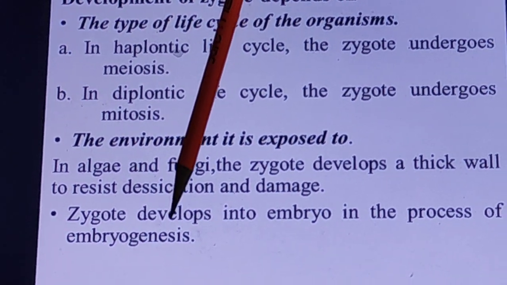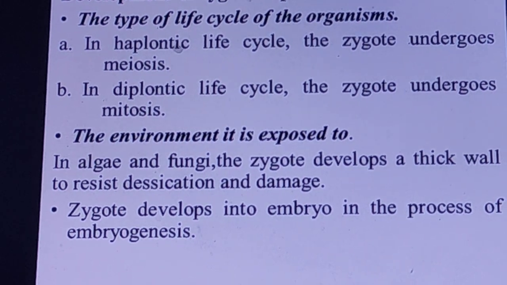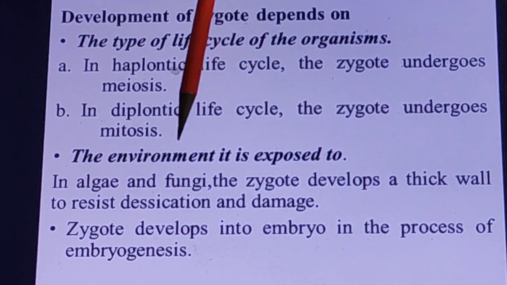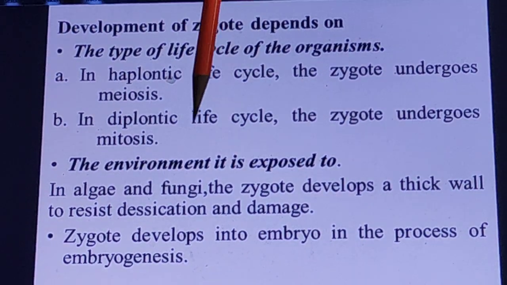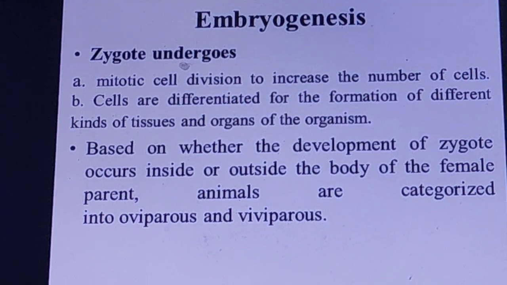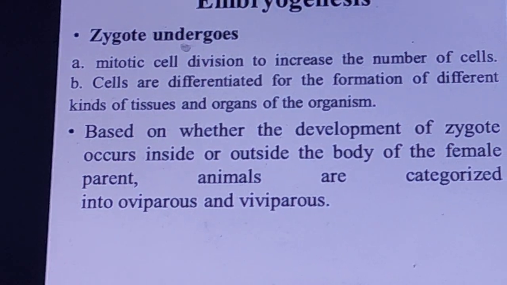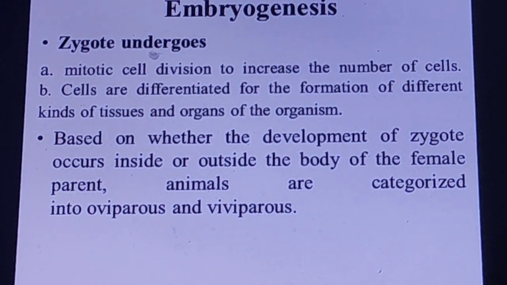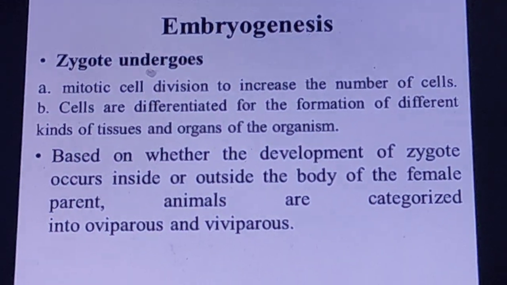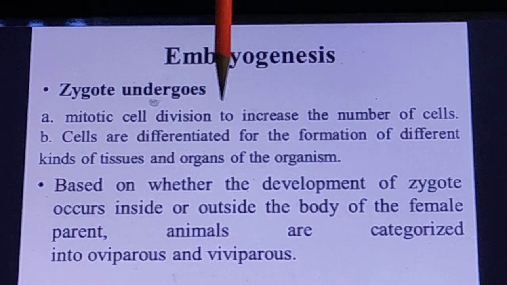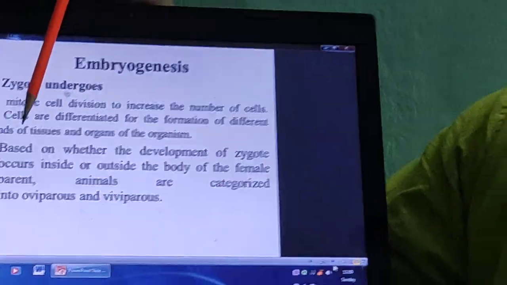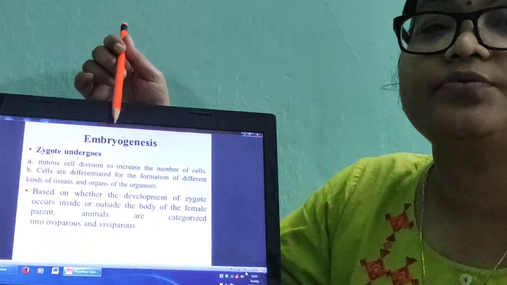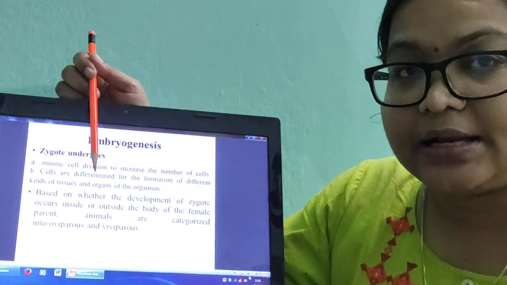process of embryogenesis. So the next event of post-fertilization is embryogenesis. During embryogenesis, zygote undergoes two processes. First is repeated mitotic division to increase the number of cells. Second, it undergoes differentiation. These two processes we will discuss in detail in another presentation.